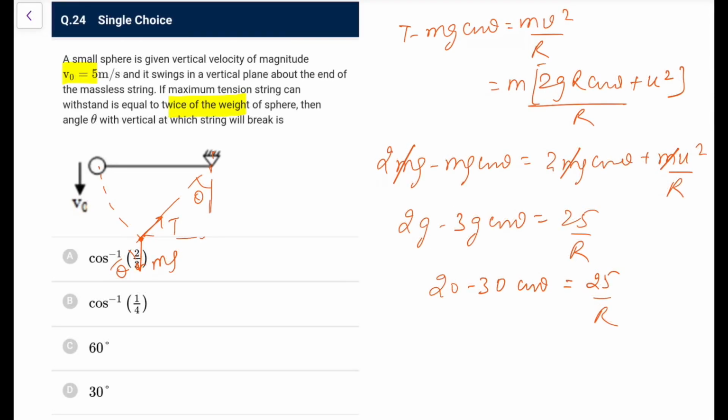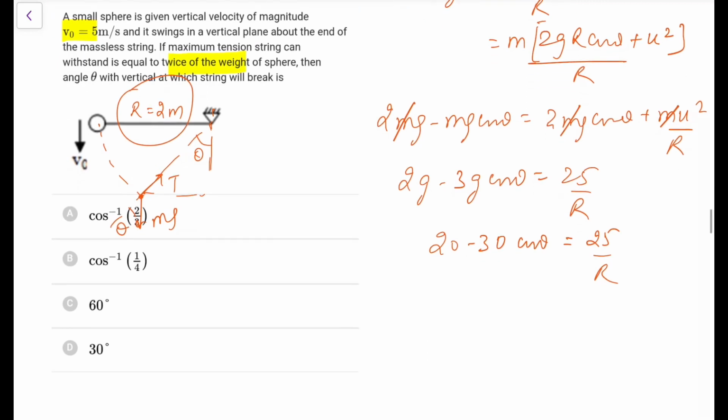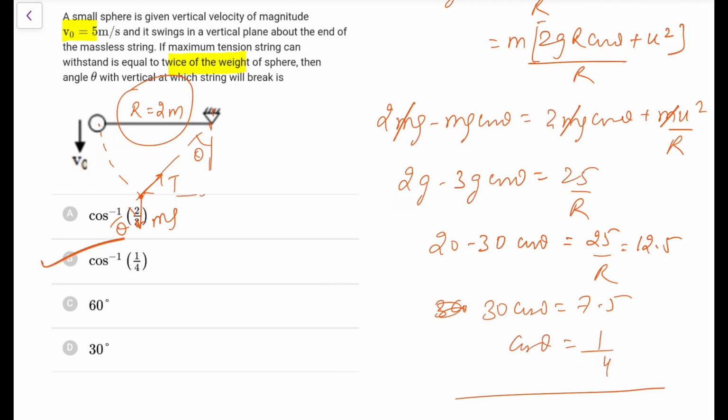So there is something missing, and I feel this length is given, and I can remember this should be equal to 2 meter. Then also I can do this. So if it is 2, I will write it as 12.5, and then I can have 30 cos theta equals 7.5. So cos theta equals 1 by 4. So then it would be cos inverse 1 by 4.